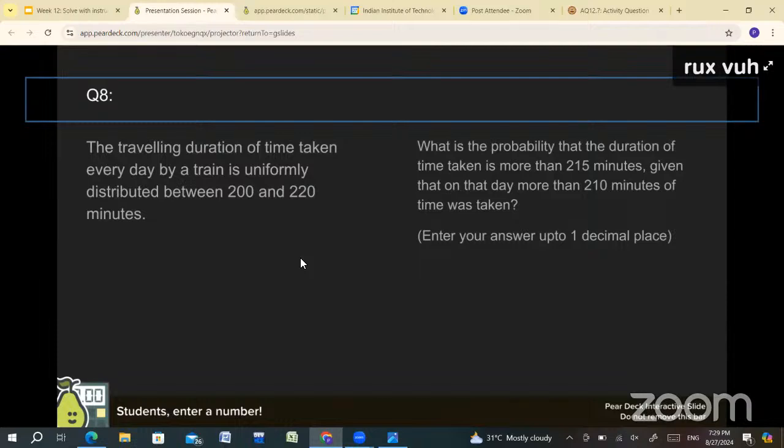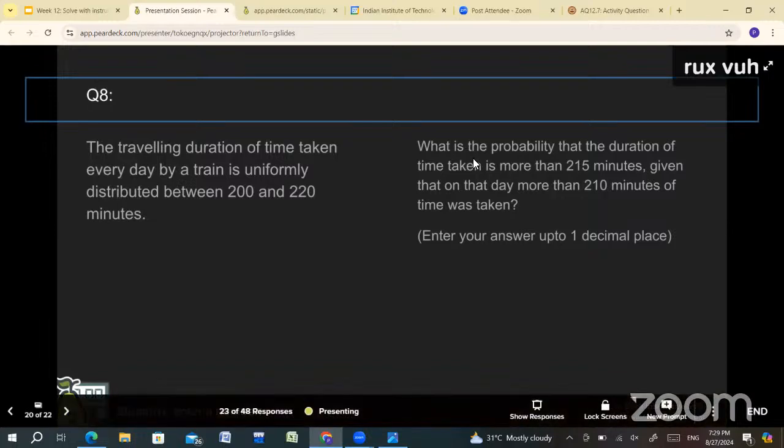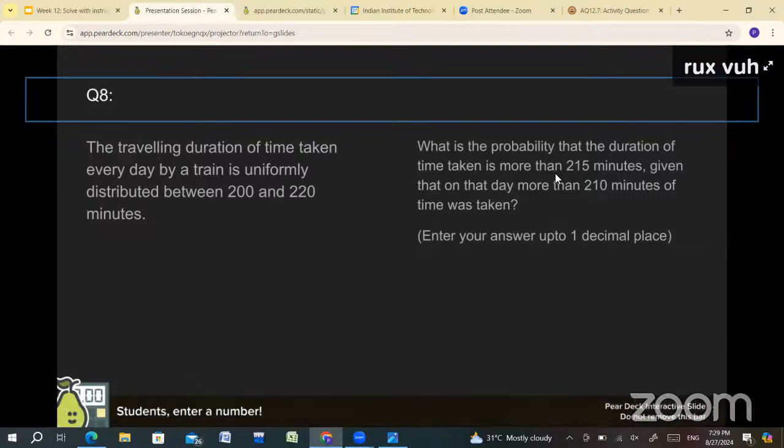So, see what you have to find here. You have to find the probability that x is greater than 215 minutes when it is already given that x is more than 210 minutes. Right? You have to find out the conditional probability here. Why are you taking the probability as 1?